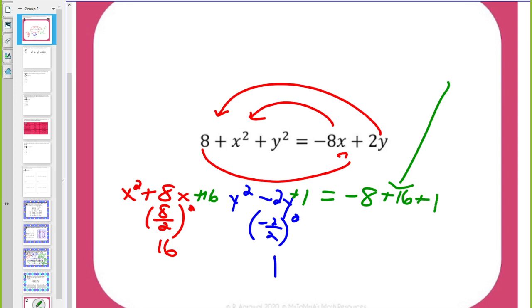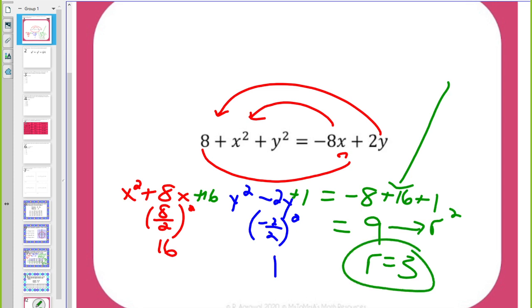That gives me 9. Does that mean 9 is the radius? That means 9 is the number that would show up there if it was an equation. If you're writing a whole equation, then 9 would end up there. But this 9 represents r squared. I don't want r squared, I want r. So r equals 3. Any questions?